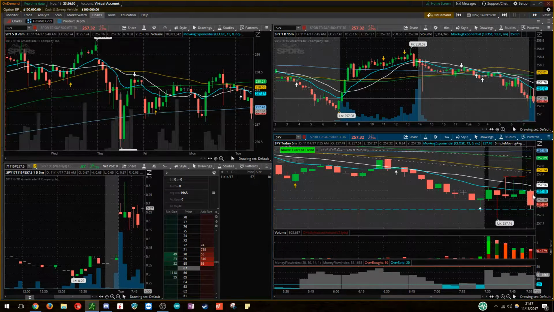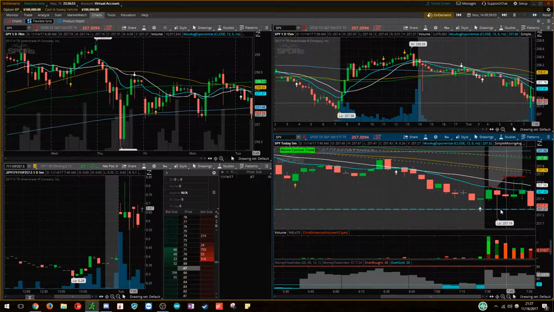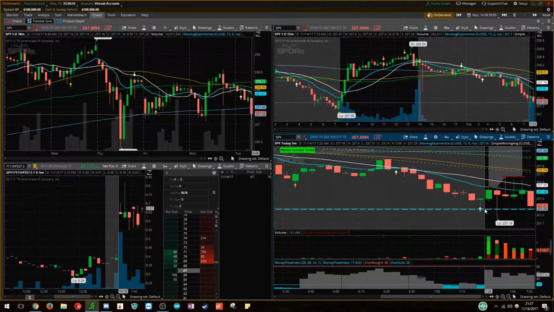Alright, so now that we see this 5-minute breaking down, you can see this blue line here. This is yesterday.